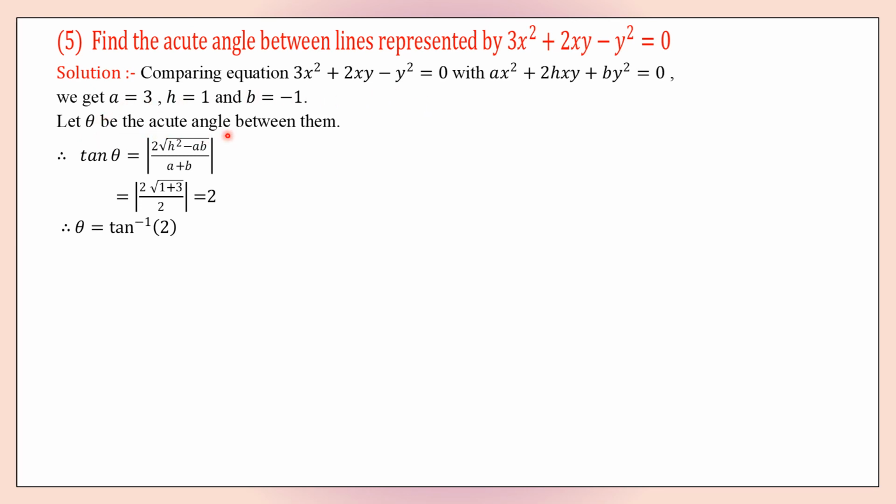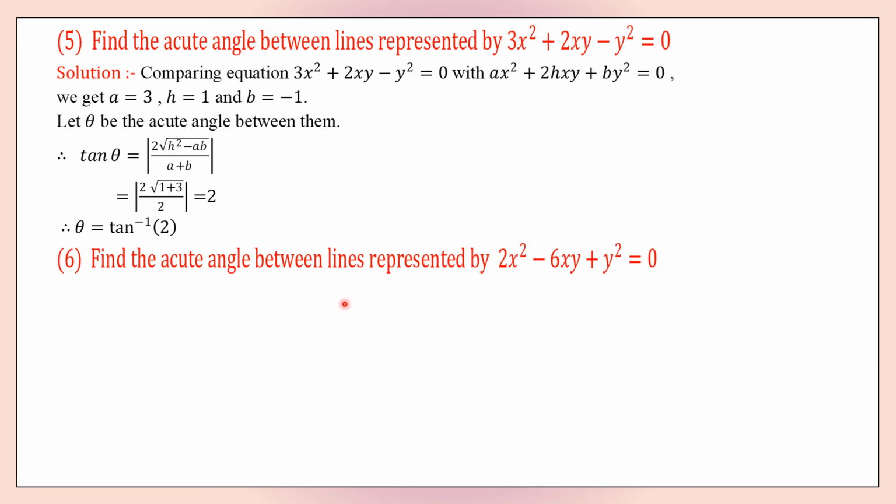Let theta be the acute angle between them, then tan theta equal to mod of 2 root of h square minus ab divided by a plus b. Putting the values, we get tan theta equal to 2 root of h square, that is 1 square is 1, minus a into b, minus 3 into minus 1, minus minus plus, we get plus 3, divided by a plus b, that is 3 minus 1 is 2, 2 cancel, root of 1 plus 3 is root 4, root 4 is square of 2, therefore we get tan theta equal to 2. Hence theta equal to tan inverse of 2. Therefore, the angle between these two lines is theta equal to tan inverse 2.